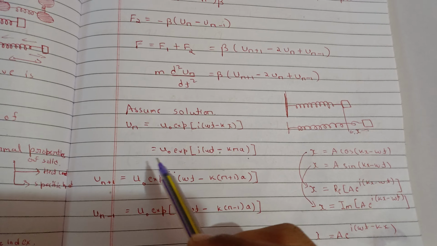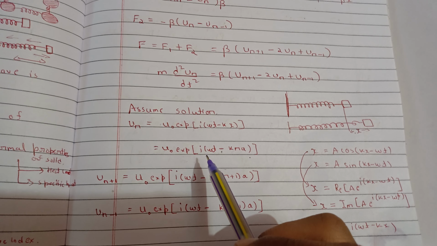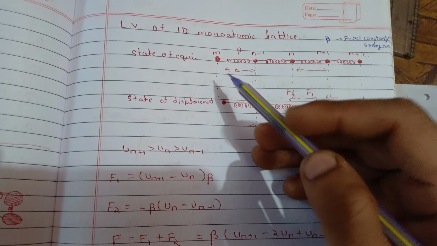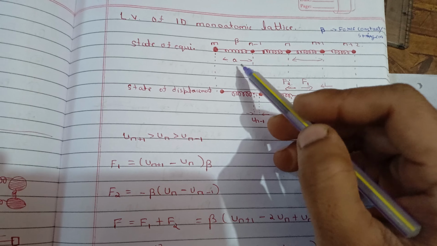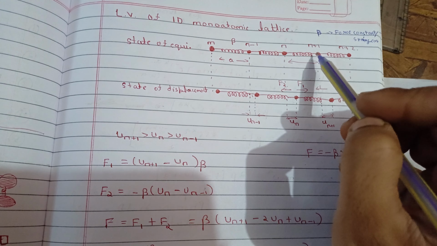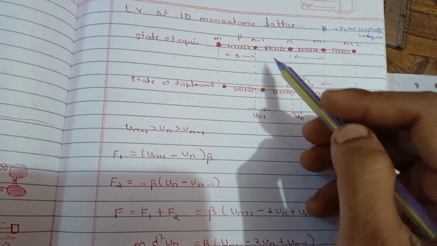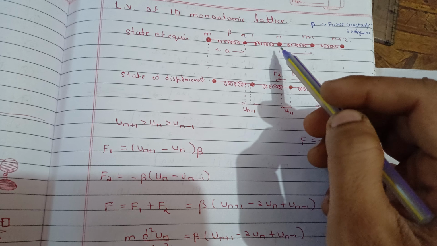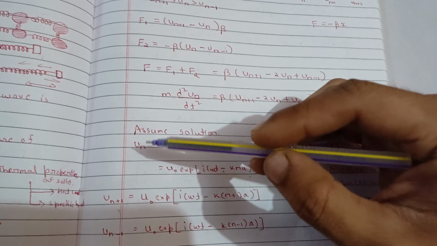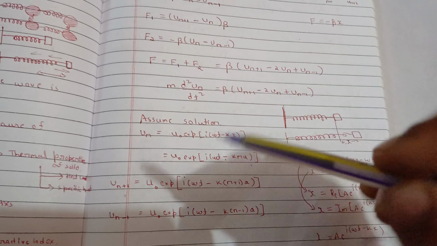So un will be u naught, this solution we assumed, exponential i omega t minus kx. Now you can see that if the distance between two particles is a, then this will be a, from here to here it will be 2a, then 3a, then 4a. When we come from infinity up to n, the displacement will be na. So in place of x we can take na for the un displacement. Hope you get the idea.